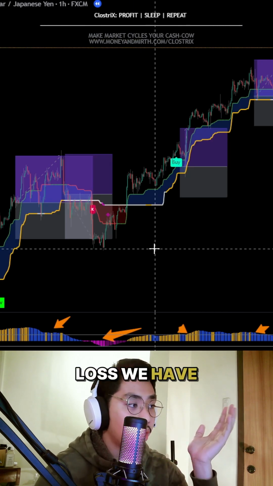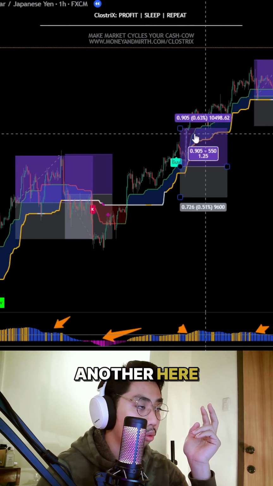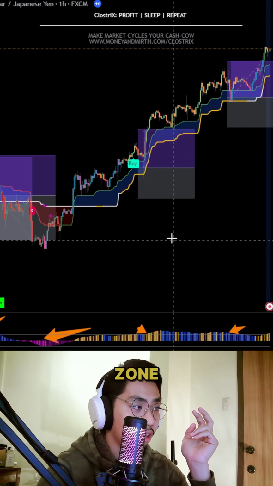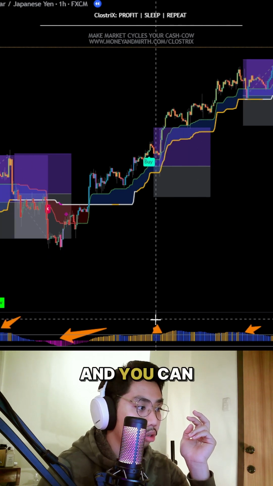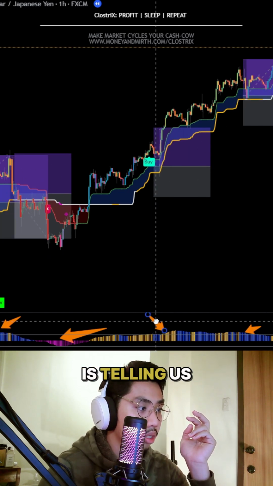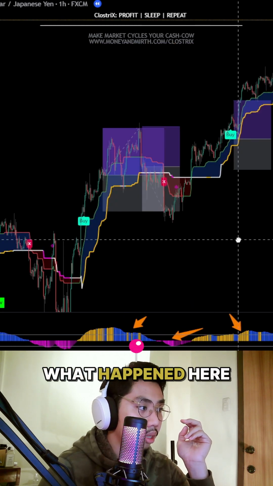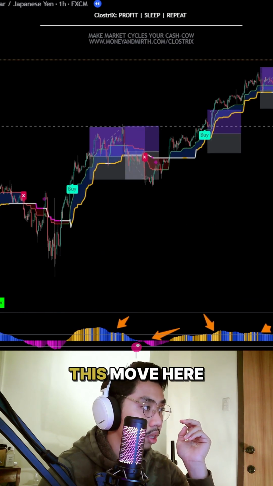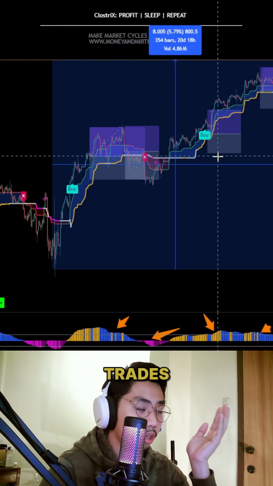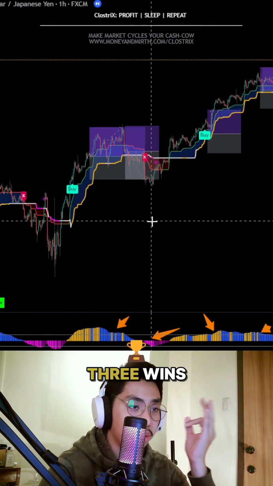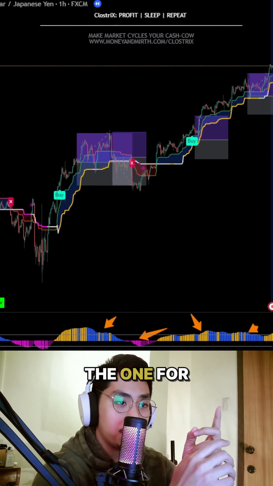After that loss, we had two more examples, one here and another here, where price enters into the blue zone, or an interest zone. And you can see that both trades have won. And you can see also that the Claustrix bias is telling us that it is a good to go trade as bars are above the 15 level here. What happened here is that you traded this uptrend, this move here, perfectly with 4 trades, 4 opportunities, with 1 loss and 3 wins.